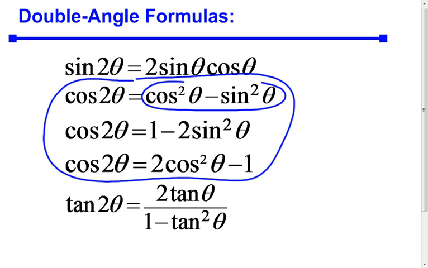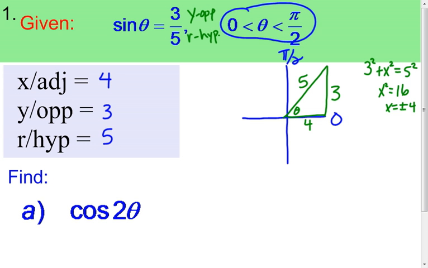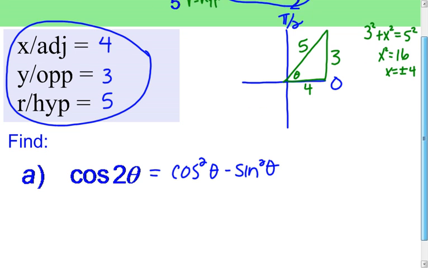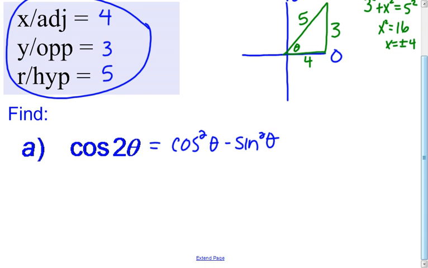I like to choose this one just because it usually takes care of some things and you don't have to get common denominators and simplify and all that good stuff. So I'm going to choose that one, but you can choose any of them. So the formula for cosine 2 theta is cosine squared theta minus sine squared theta. And then you're going to use this information here in the blue colored box to fill that in. At that angle, my cosine is my adjacent over my hypotenuse. So adjacent is 4 over 5. And then, of course, I need to square that.